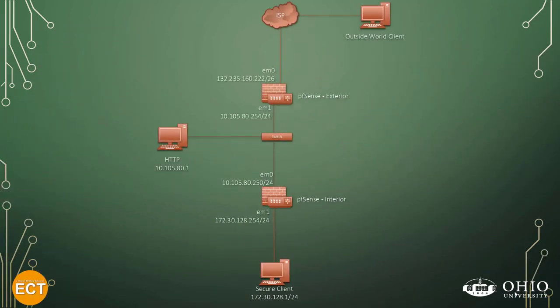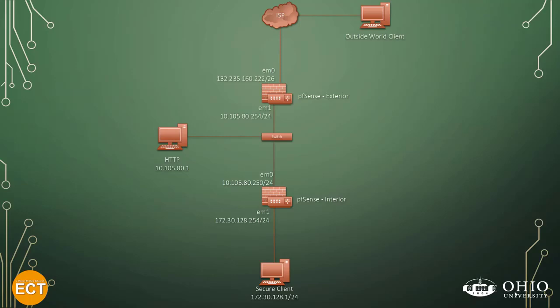So let's flip to the diagram here, and you can see I've got our layered security model at the top. We've got our outside world client with an ISP that hits a pfSense exterior firewall. And then we head into the DMZ, which is set up on 10.105.80.254, and that's our DMZ network. And then we hit a pfSense interior, which has 172.30.128.0.